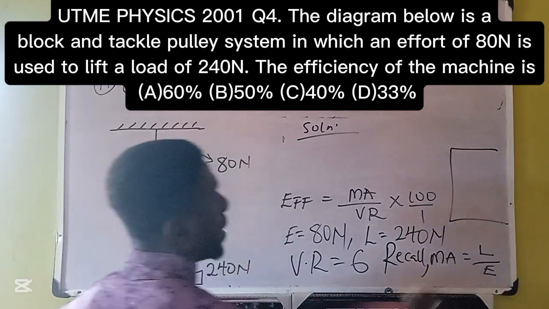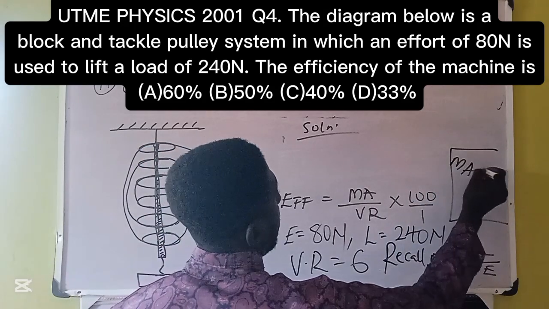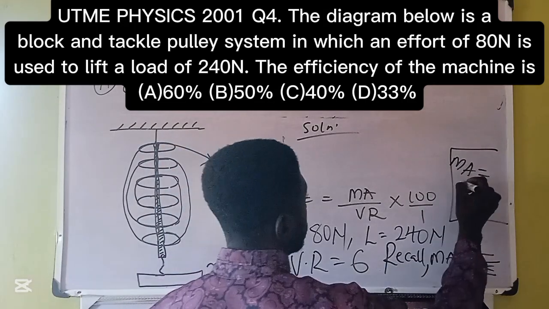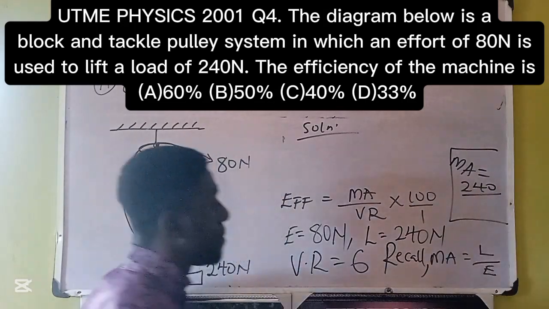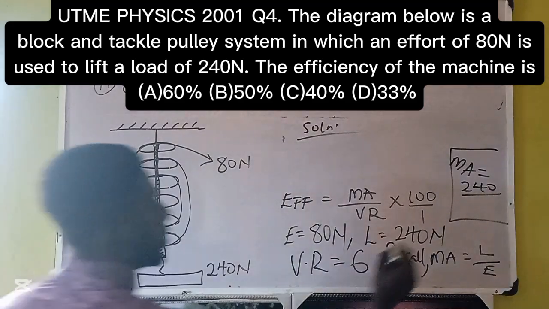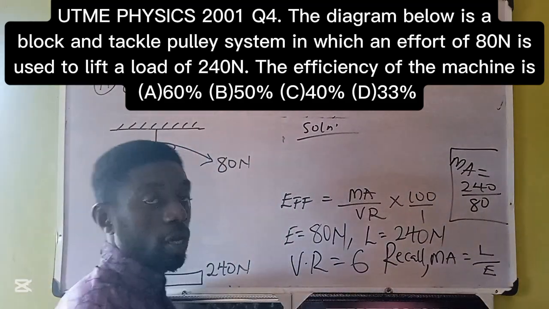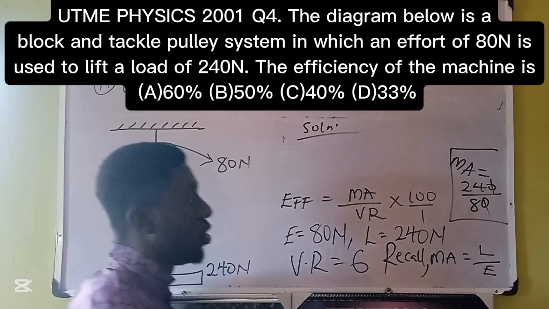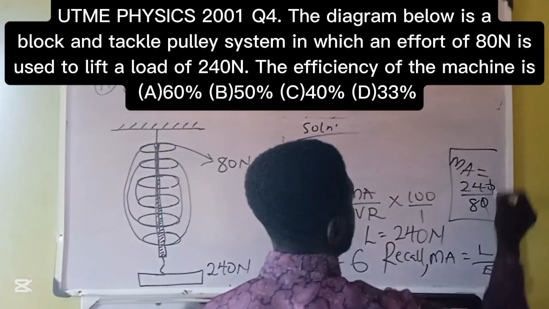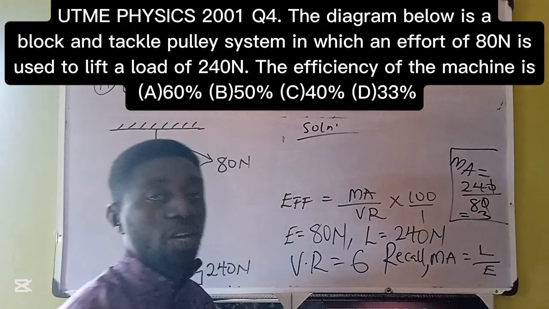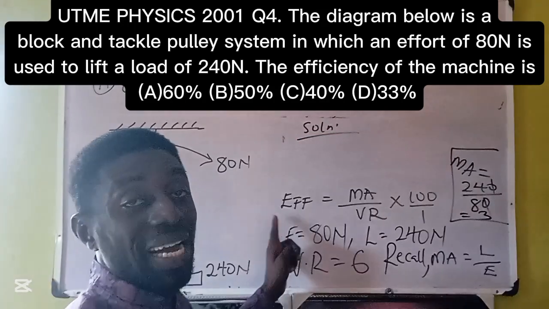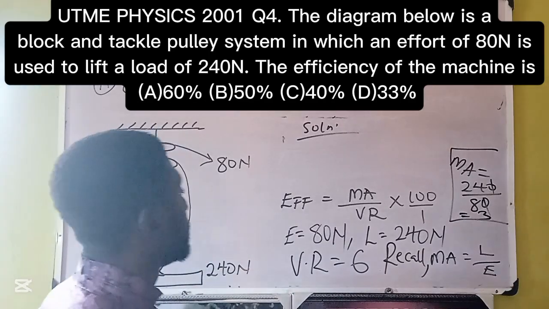Okay, let's get MA. MA equals the load, 240, over the effort, 80 Newton. Observe, 0 cancels 0. 24 divided by 8 gives me 3. So my mechanical advantage is 3. Then I'll go further to find efficiency, because that's the main question. We're asked to find efficiency.